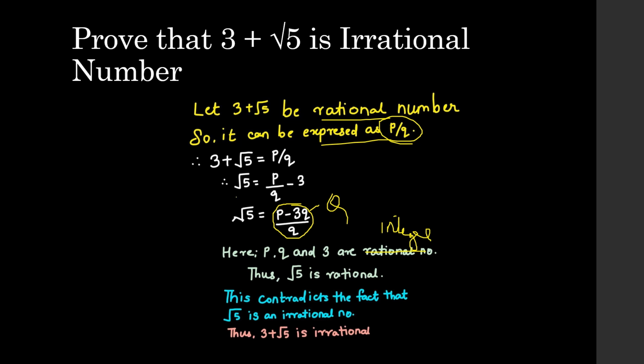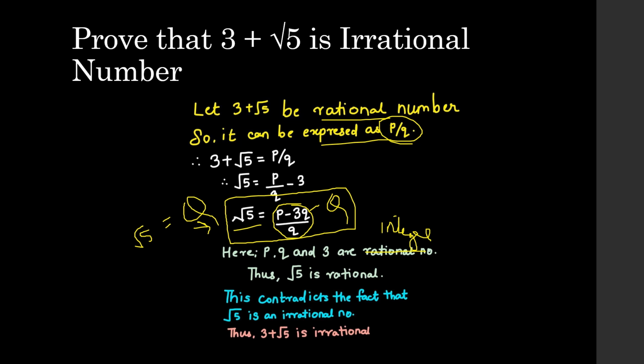Now from this equation we observe that since the right hand side is a rational number and the right hand side is equal to the left hand side, this equation states that root 5 is a rational number. Root 5 is a rational number. But we know the fact. What fact? That root 5 is an irrational number.